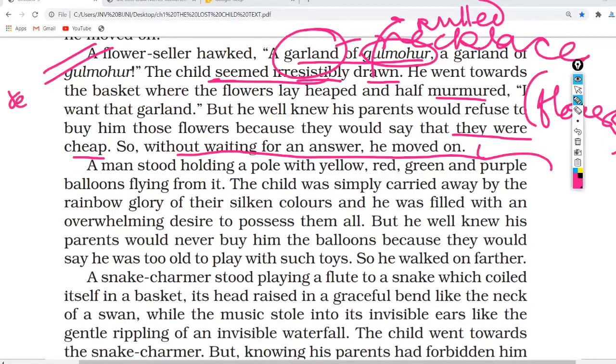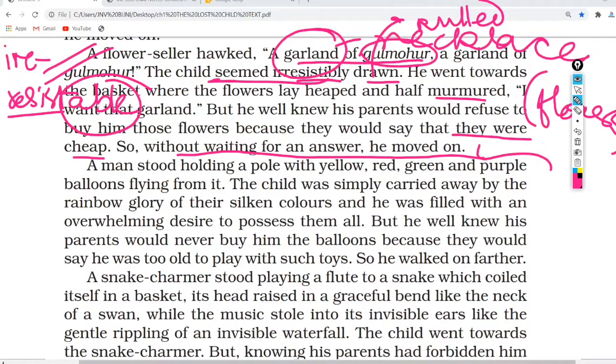Irresistibly comes from resist. If R is added, then resist; after that, another able is added, and that will be the form of the word coming from resist: irresistible. Resist means control, and from there irresistible means not in a position to control. It means this time the attraction was so much that he could hardly control himself. He went toward the basket and half murmured, almost fifty percent murmured.